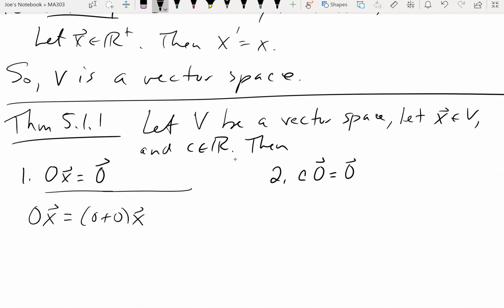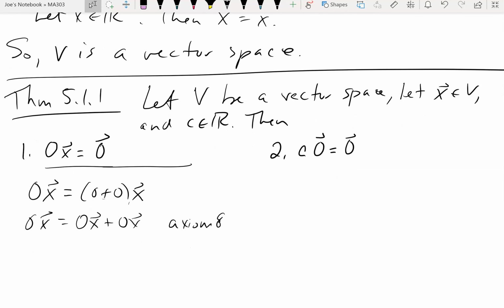I'm going to go through this in a little bit more detail. Why does this help? What can I do on the right-hand side now that I couldn't do on the left-hand side before? Well, I've got a plus sign here and scalar multiplication here. What can I do? I can distribute, right? I can take 0x plus 0x. This is by your axiom number 8, right?